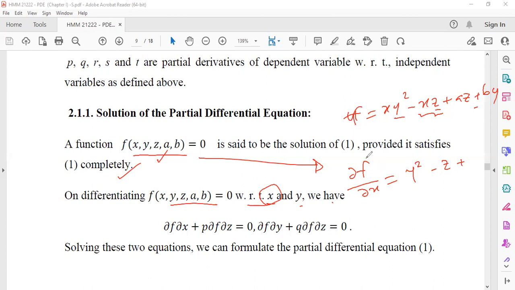Here the only thing you have to keep in mind is that this z is already a function of x comma y. So you can't take z as a constant. You have to treat this in the uv form. Am I right? For example, let's say my f is x z squared, x squared z cubed, anything. I'll write again.